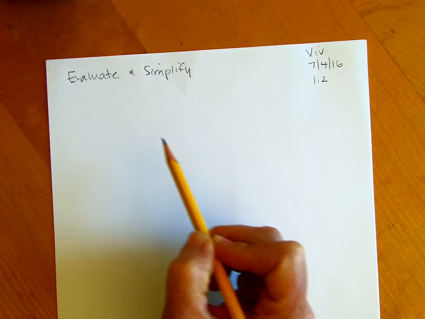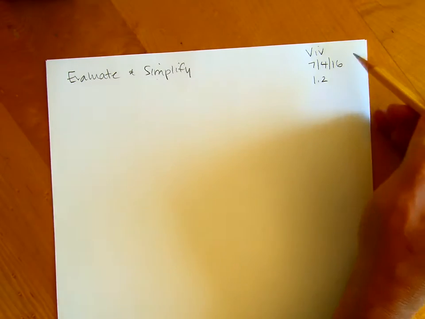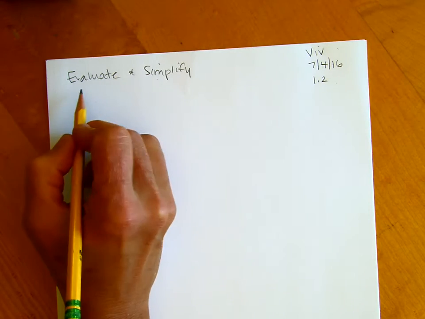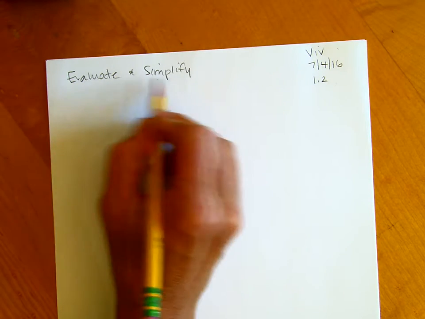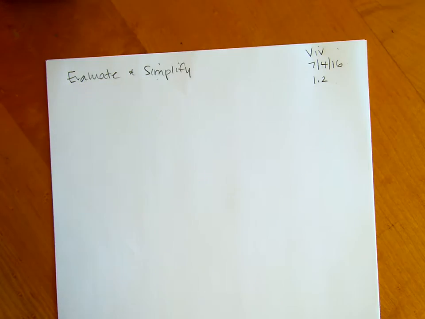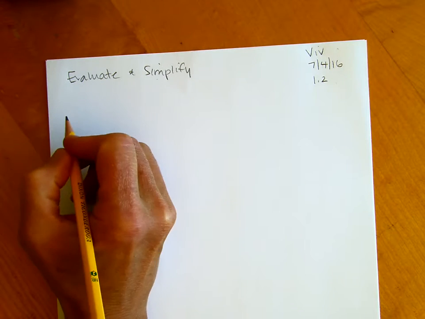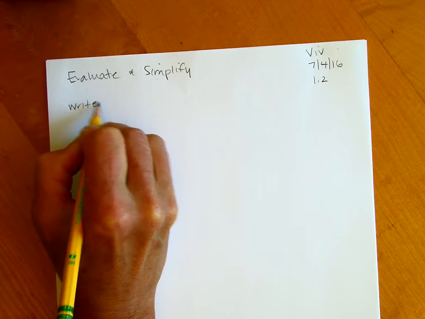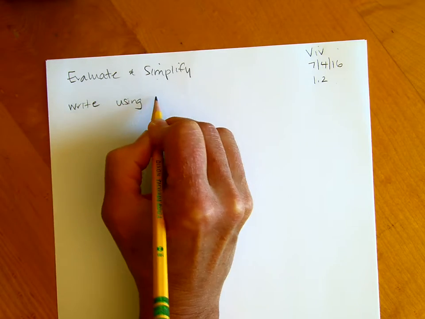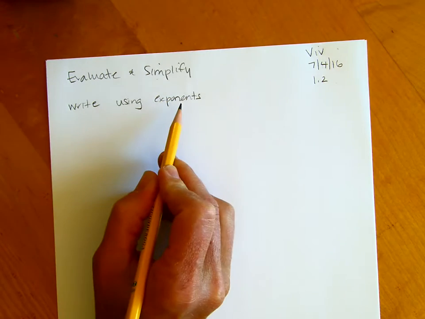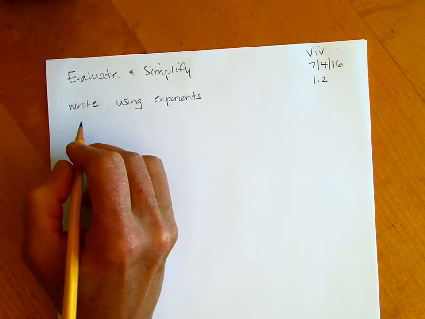And again, what my expectations are for your written work: name, date, assignment. You don't need to have this title. I'm putting it here to remind ourselves what we're working on. The first set of instructions say write the expression using exponents. You don't need to have that title again, just this is what we're doing.